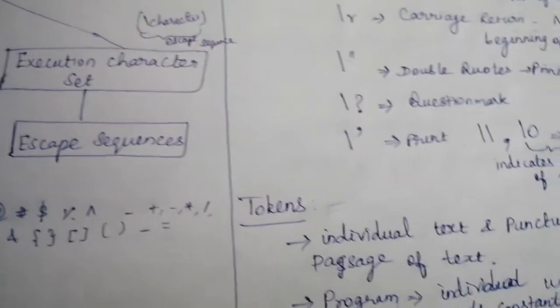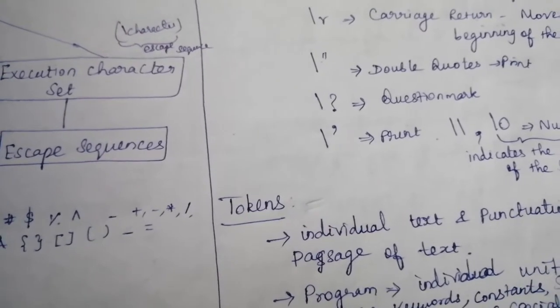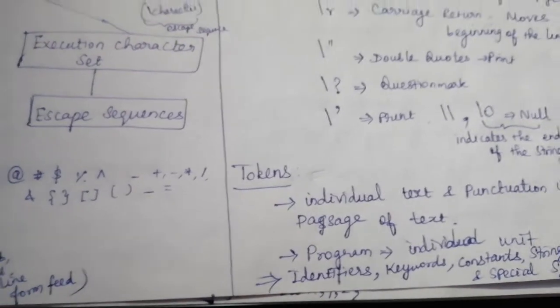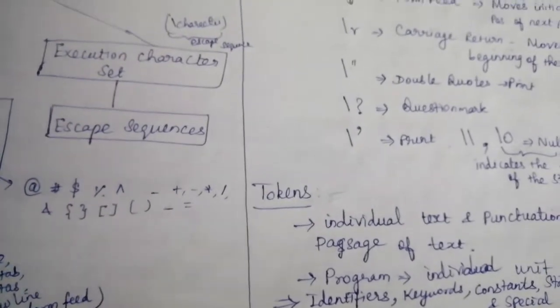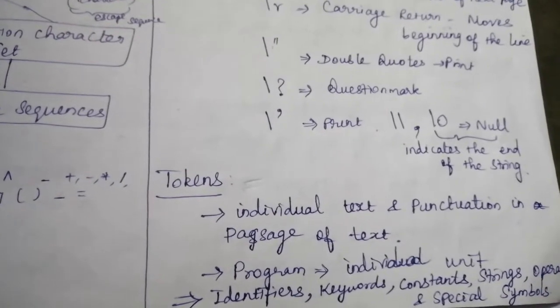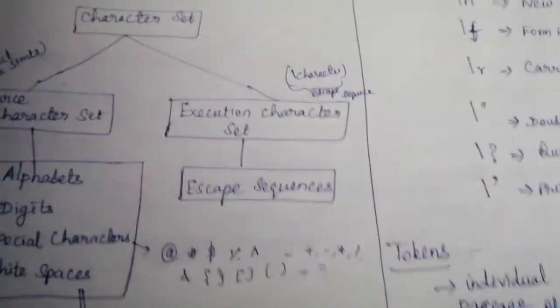Next we are going to discuss tokens. A token is referred to as an individual text or punctuation in a passage of text. So in every C program, it has an individual unit, which is a token. Tokens can be identifiers, keywords, constants, strings, operators and special symbols. So these are called tokens.